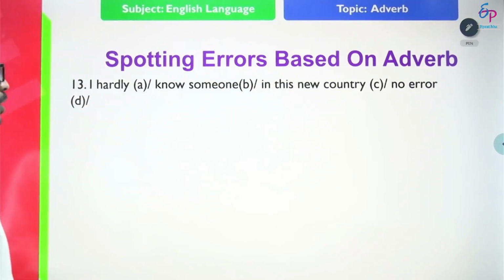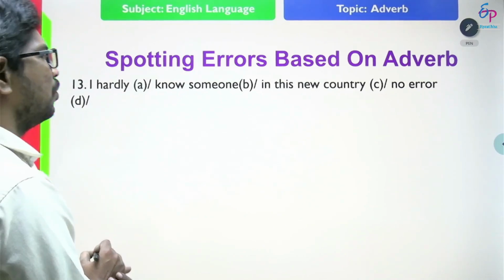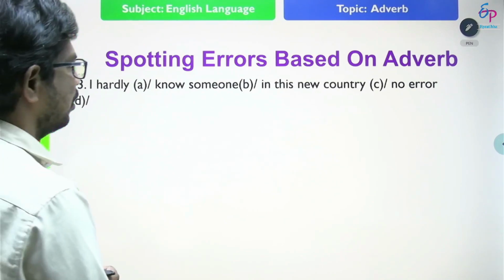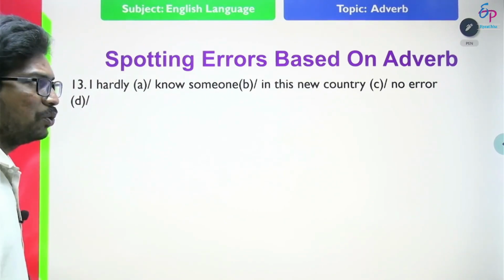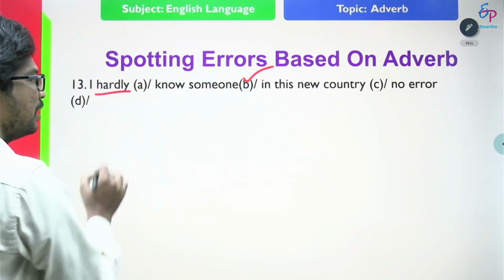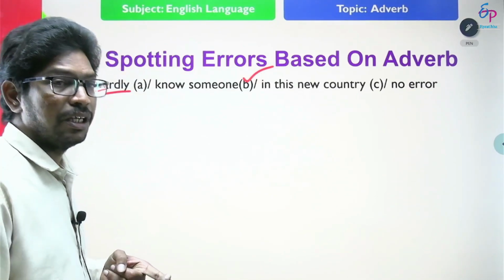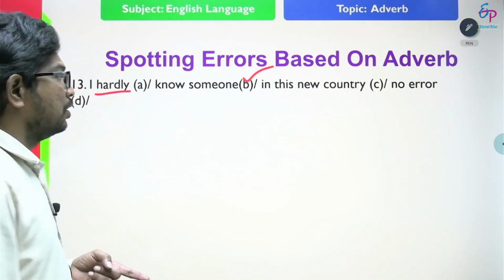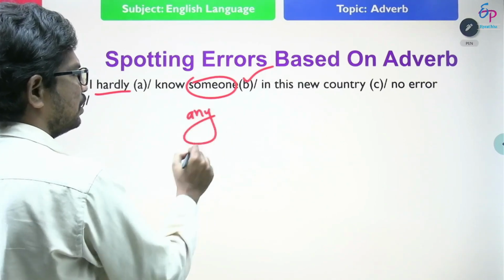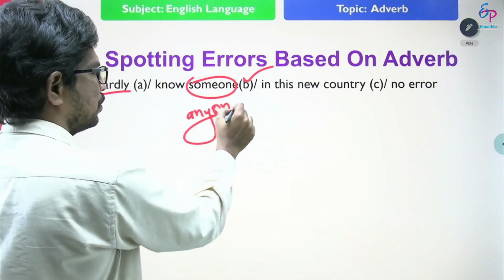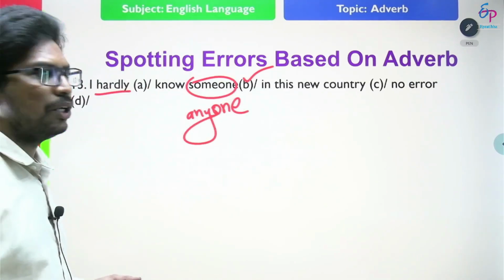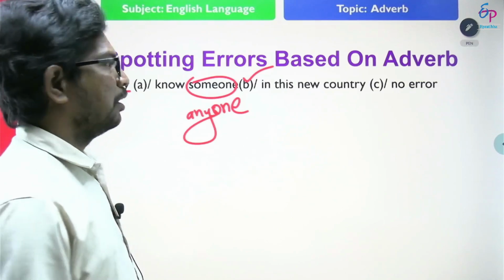So look at another statement and find out the error. I hardly know someone in this new country. In this example, error is at B, because hardly is used in a negative sentence. Hardly is always giving a negative idea. So in negative sentence we should not use someone, we use anyone. Someone is only used in positive statement. I hardly know anyone in this new country. Error is at B.